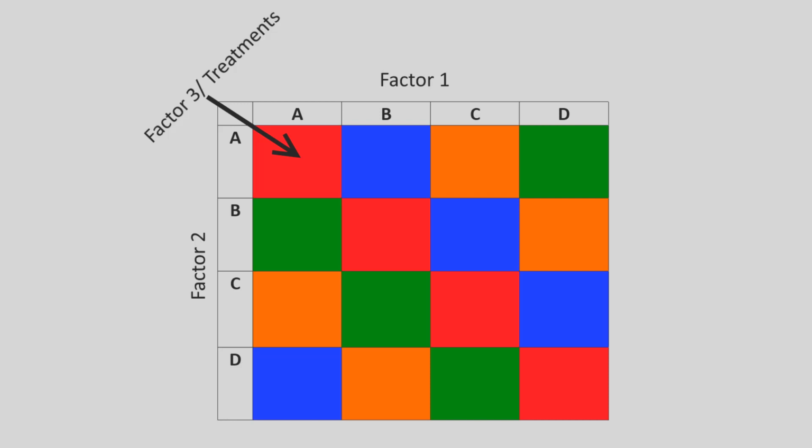A Latin square arranges numbers, letters, or symbols in a square grid so that each appears exactly once in each column and once in each row. Shown here is a 4x4 Latin square where every row and every column has red, blue, orange, and green exactly once each.